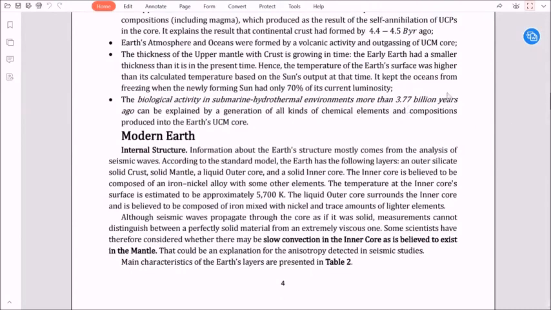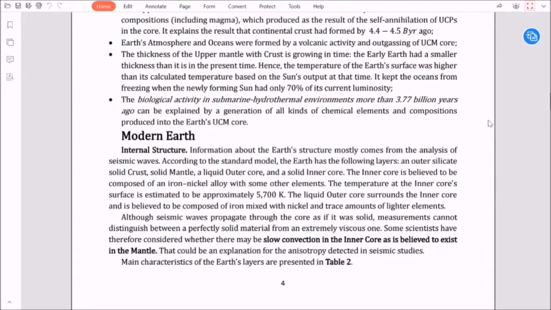Modern Earth's internal structure. Information about the Earth's structure mostly comes from the analysis of seismic waves. According to the standard model, the Earth has the following layers: an outer silicate solid crust with solid mantle, a liquid outer core, and a solid inner core. The inner core is believed to be composed of an iron-nickel alloy with some other elements. The temperature at the inner core surface is estimated to be approximately 5700 Kelvin.